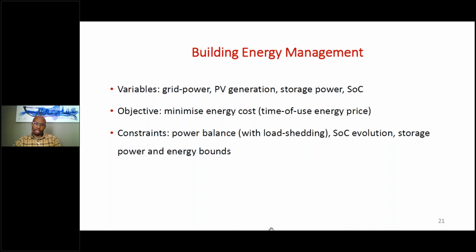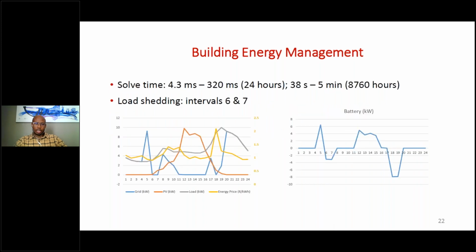The objective is to minimize the energy cost using a time of use energy price. The constraints are the power balance, which includes load shedding, the state of charge evolution, storage power bounds, and storage energy bounds. Let's have a look at the results. So this problem can be solved in about 4.3 milliseconds if you're looking at 24 hours.